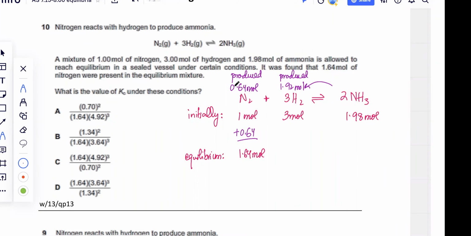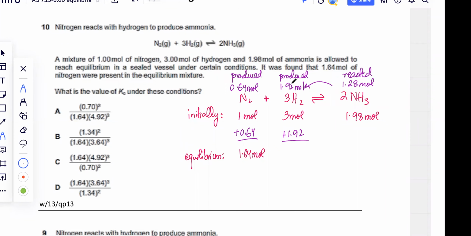And to produce 0.64 moles, 1 N2 is produced when 2 NH3 react. So according to the ratio, double the amount. It's going to be 1.28 moles that would have reacted, or taken part in the reaction. So 1.92 moles of this is getting produced. So now you have an extra 1.92 moles.